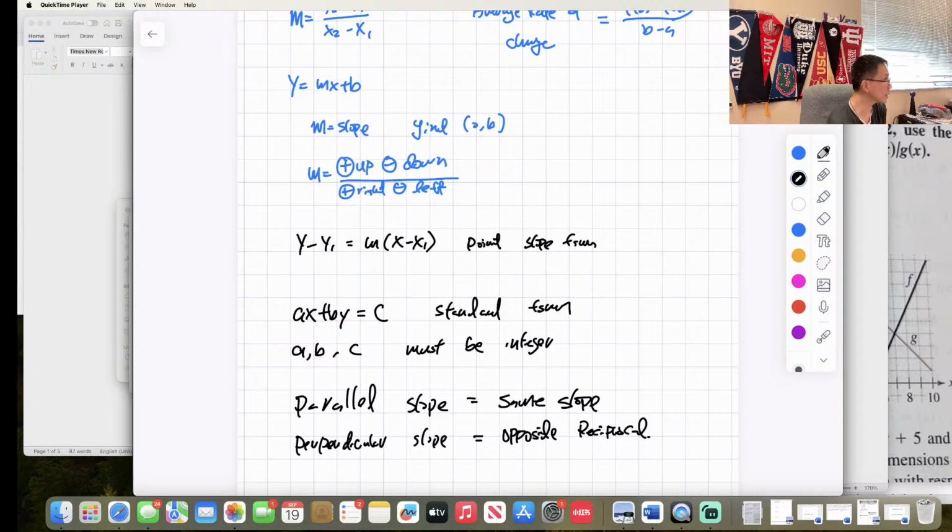Opposite reciprocal. I don't know if you've heard this word before. How many of you have never heard this before? Opposite reciprocal.